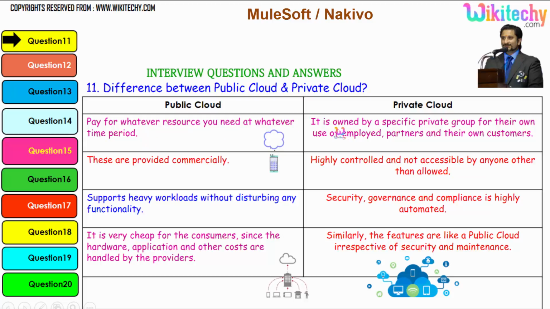Over here, it is owned by a specific private group for the own use of employed partners and their own customers. These are provided commercially. Over here, it's highly controlled and not accessible by anyone other than allowed. It supports heavy workloads without disturbing any functionality. Security, governance, and compliance is highly automated.